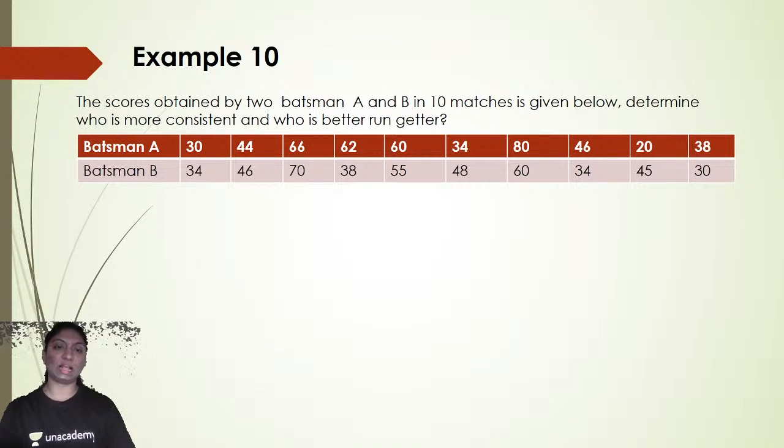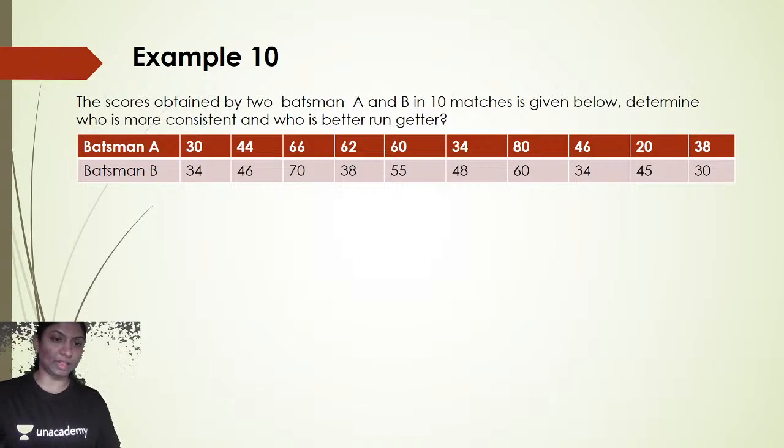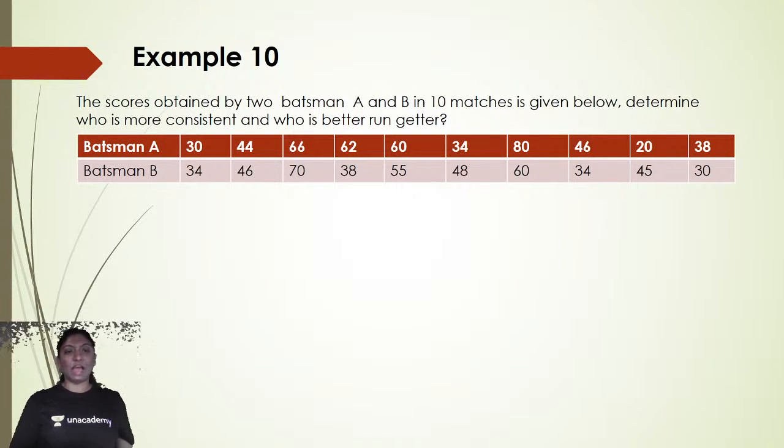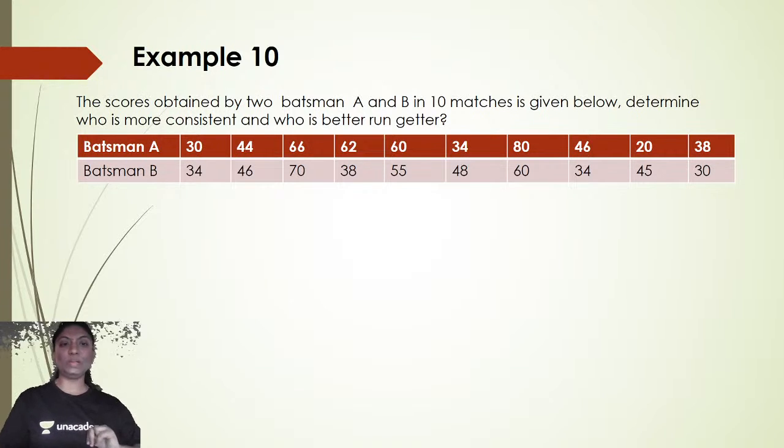Now we will see the example. This is the best example and it is a very big example. Okay. We have to determine who is more consistent and who is the better run getter.